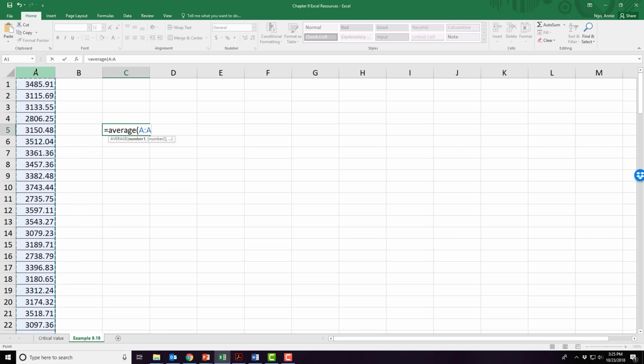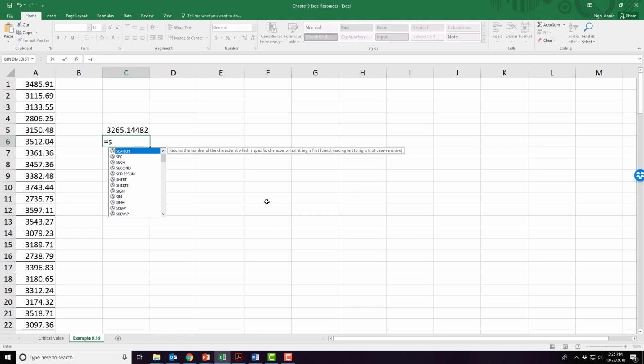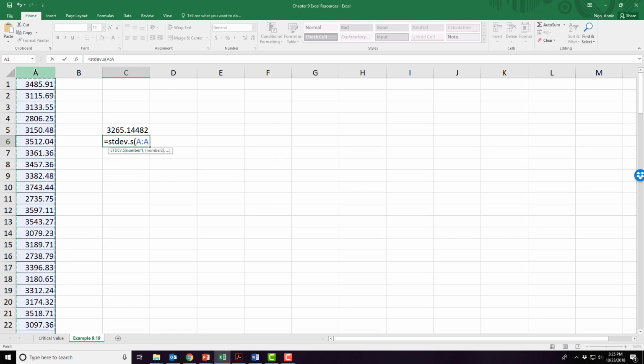You just want to make sure you don't miss any numbers. Close parentheses and hit enter. So there's my average. And then for the sample standard deviation, I'll type in stdev.s for sample, parentheses, and select all my data, close out, and hit enter.